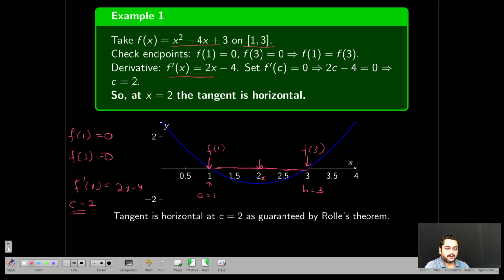So this guarantees that there is some point which is minimum. If I take f of C, it will be the minimum of this curve. So let us say f of C is equal to, C is 2. So 4 minus 8 plus 3. So minus 4 plus 3 is minus 1. So the value is minus 1 here. So this is the local minimum of this curve at this point.